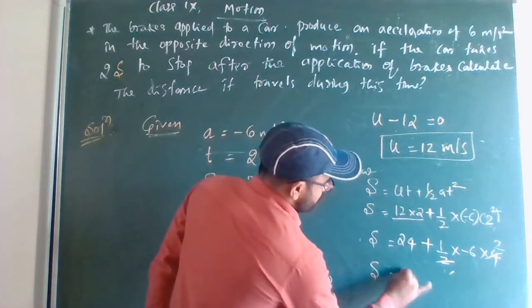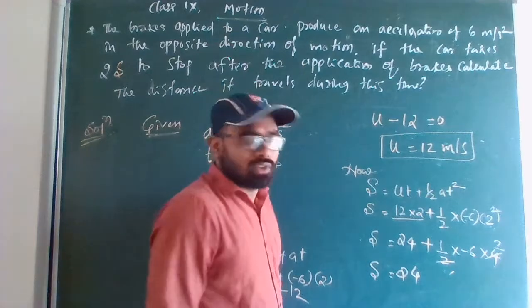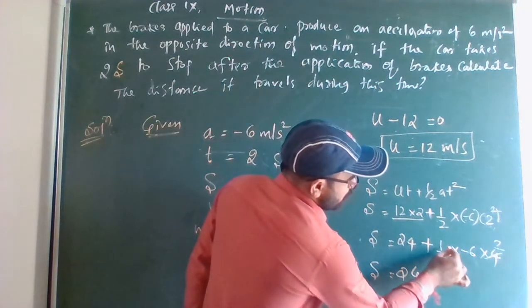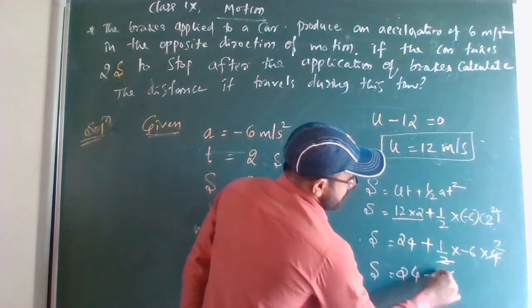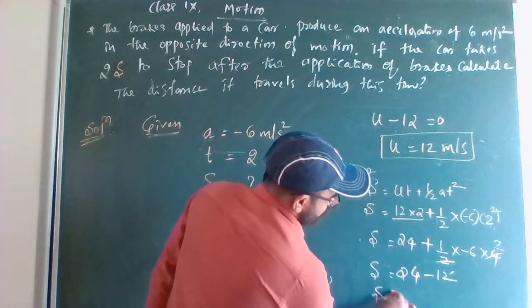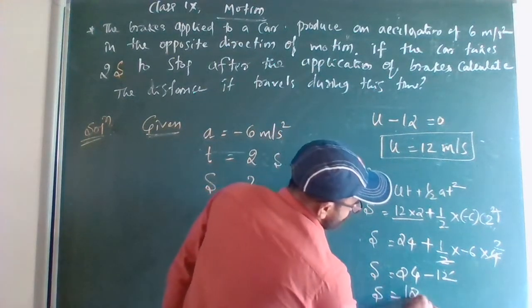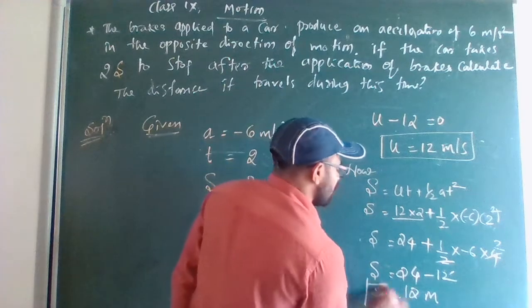So s is equal to 24. Note minus 6 into 2 that is minus 12. So s is equal to 24 minus 12 meters.